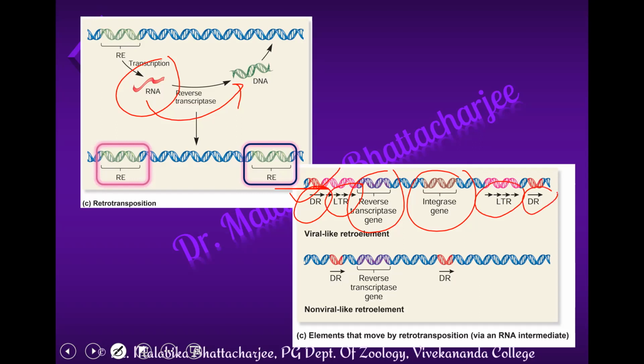In humans, we also have non-viral-like retro elements. That means these DNA sequences present in humans move through RNA intermediates. In humans, it is much simpler. They have a direct repeat, there is this reverse transcriptase gene, and again there is another direct repeat. So this is a comparative structural analysis of the variety of DNA transposons and retrotransposons that are observed in nature.